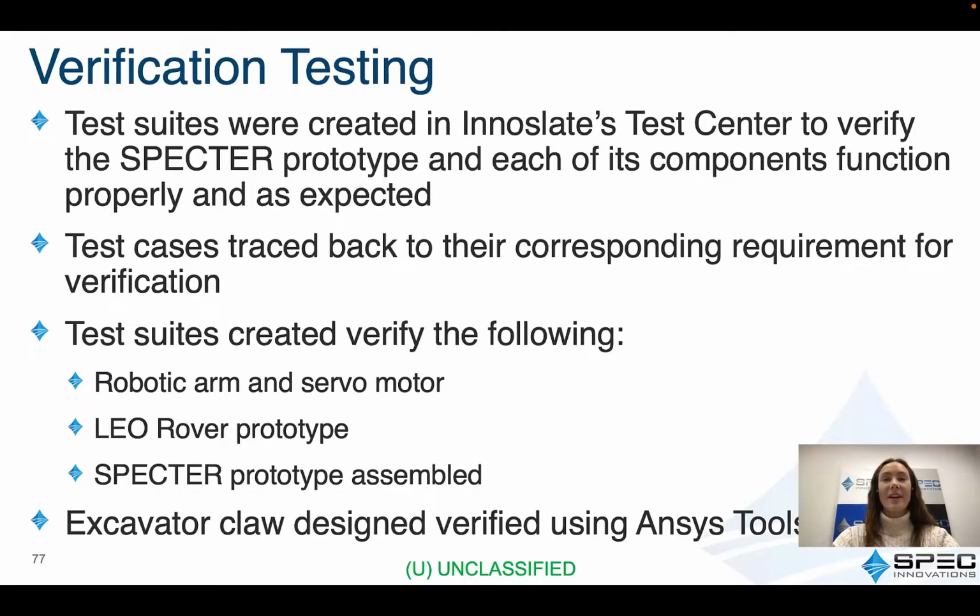To begin verification and validation of the Spectre rover prototype, test suites were created in Innoslate's Test Center. These test suites hold test cases for testing the rover prototype and each of its components. The goal of this testing was to verify the rover's functionality operates properly and as expected. Once the test cases were drafted, they were traced back to their corresponding requirement for complete end-to-end traceability. The test suites were created to verify the various aspects of Spectre, including the robotic arm and servo motor, the LEO rover prototype, and the assembled Spectre prototype.